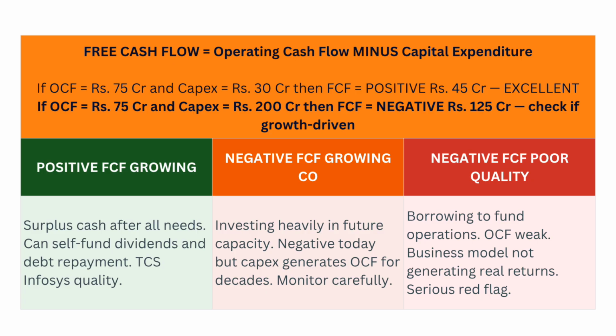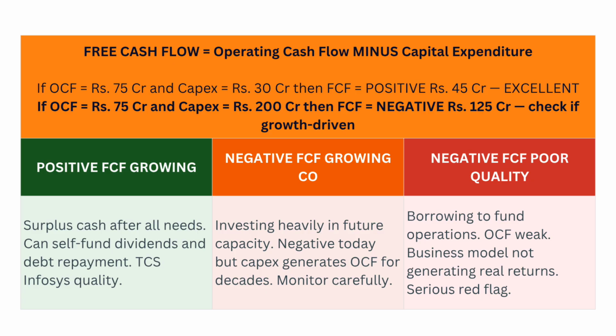Positive FCF, growing: surplus cash after all the needs, can self-fund the dividends and debt repayment. TCS, Infosys, quality. Negative FCF with growing companies investing heavily in future capacity: negative today, but capex generates OCF for decades. Monitor carefully. Negative FCF with poor quality, borrowing to fund the negative operations: weak business model not generating real returns, a serious red flag.